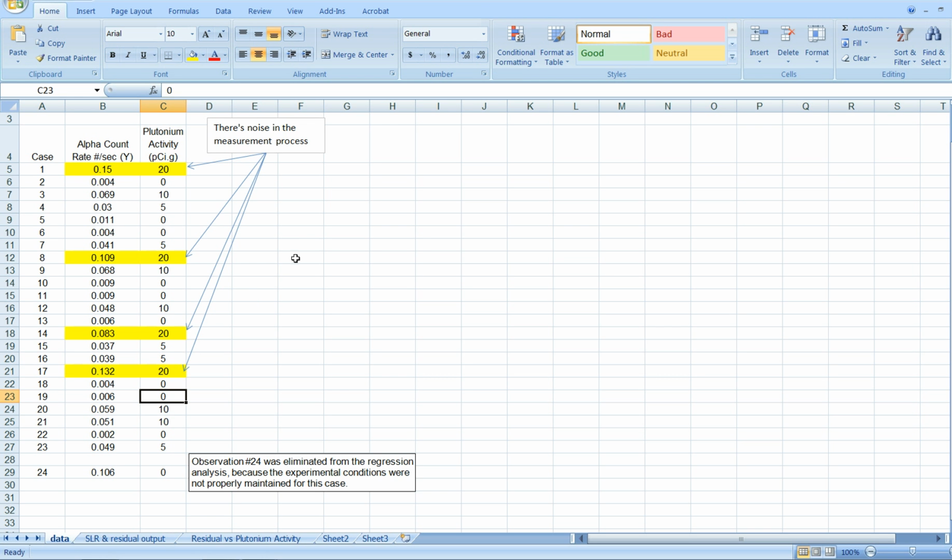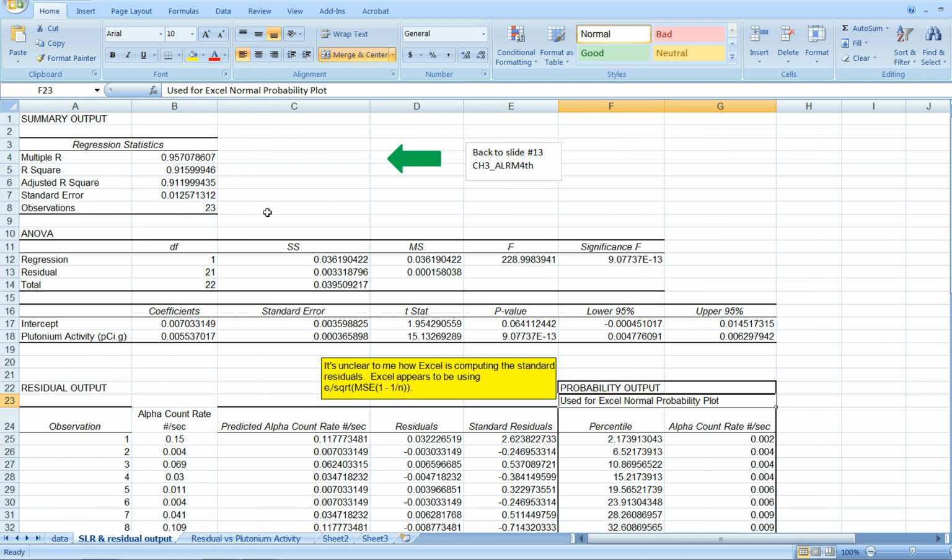At any rate, you see that there's noise in this process, and one of the things we might want to do is run a regression to see if we can't model the behavior that would allow us to predict the alpha count for this particular device given various levels of plutonium activity. And when I ran that simple linear regression model, notice that the p-value is very small and the R-square value very high, and so based on this, one might conclude that the simple linear regression model is just great. But there's more to the story.